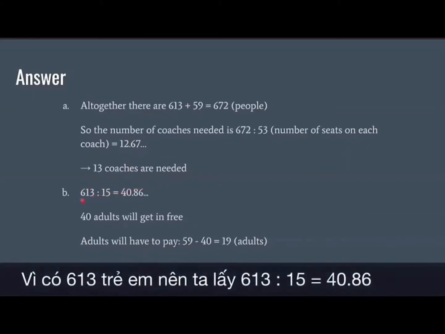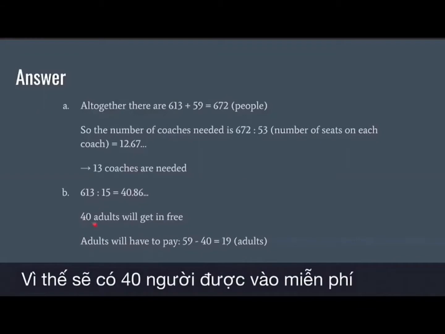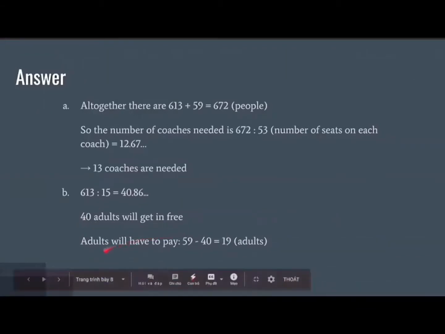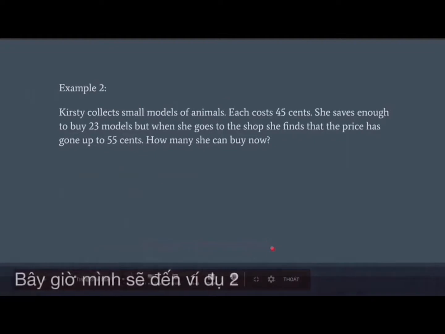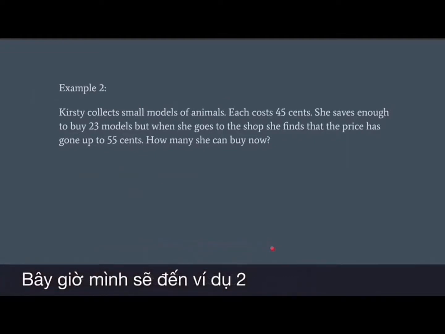And in question B, because there are 613 children in total, we will get 613 divided by 15 equals 40.86. Therefore, 40 adults will get in free, and adults who will have to pay equals 59 minus 40 equals 19 adults. Now we'll go to the second example.